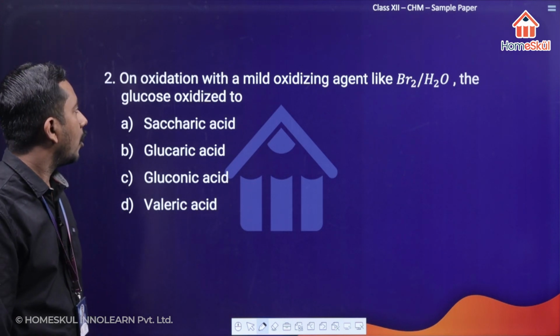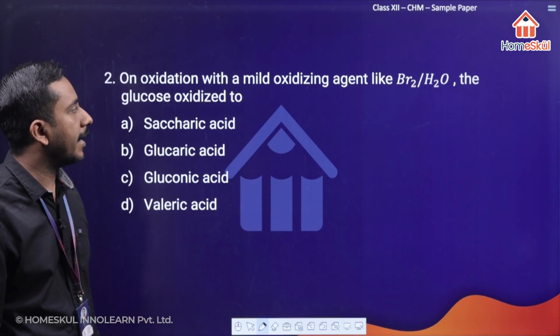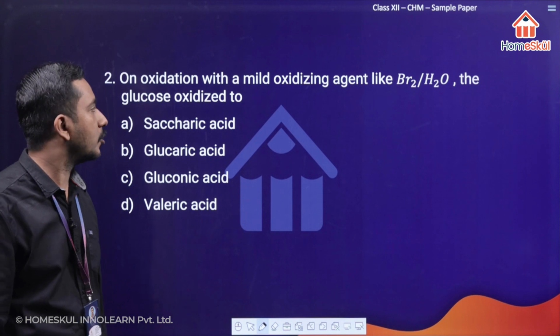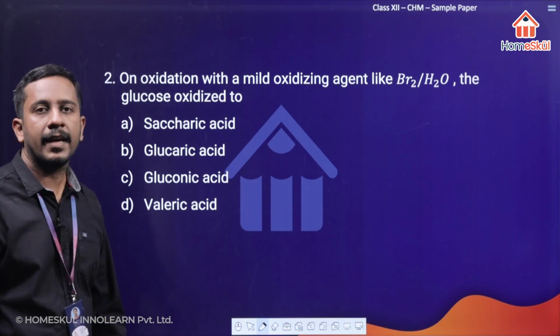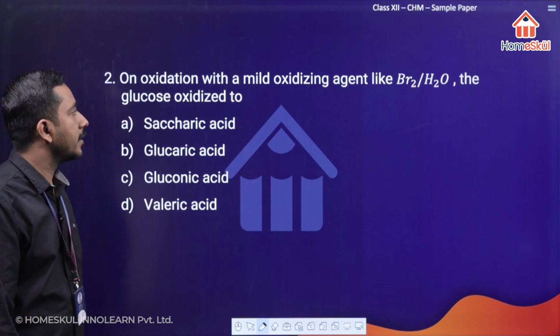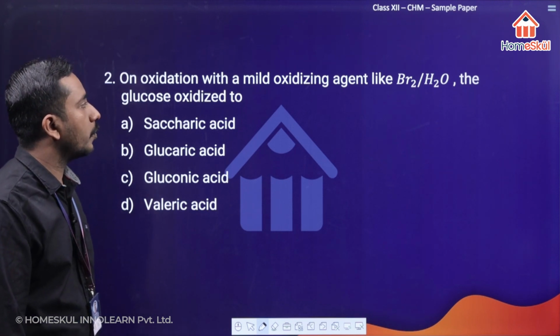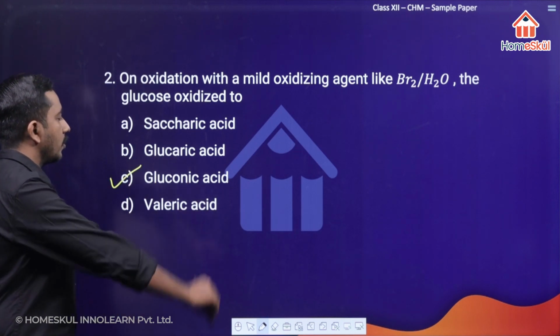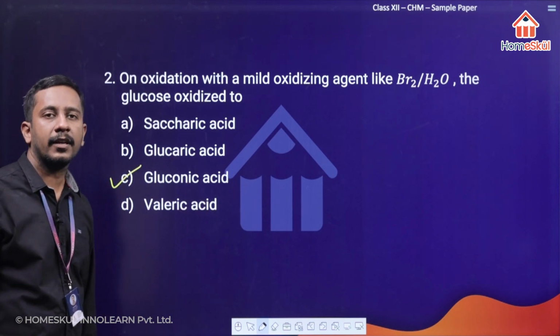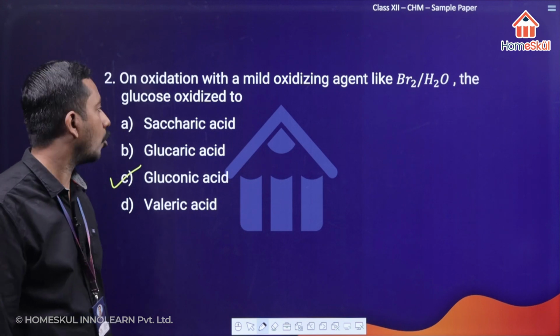The second question, on oxidation with a mild oxidizing agent like bromine water, that is Br2/H2O, the glucose molecule is oxidized to. That is a direct question. So we know the answer. Oxidation of glucose molecule with bromine water will give you gluconic acid as the oxidation product. So our correct option is option C, that is gluconic acid.